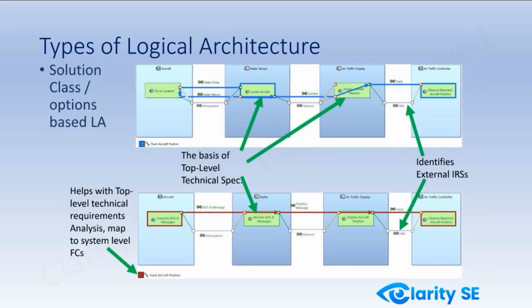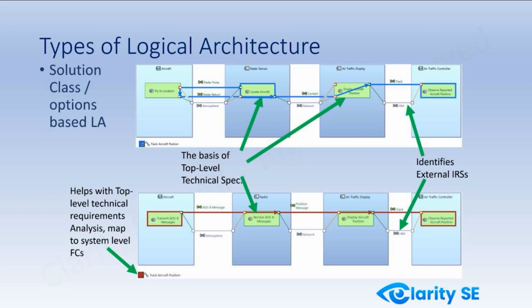All right, so what does that look like? So I've got a couple of different images here. Solution class. So what we can see is, in this case, we've got two different technical solutions. At the top, we've got an aircraft, a radar sensor, an air traffic display, and an air traffic controller. On the bottom, we have an aircraft which has a radio that's sending ADS-B messages to the air traffic display and then to the air traffic controller.